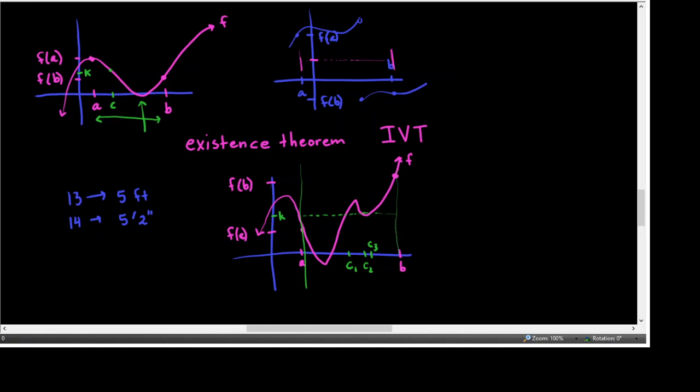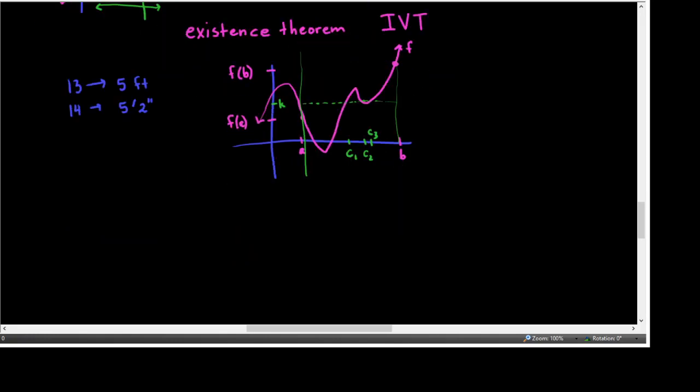So is it possible that you'll have multiple values of C between A and B for which that chosen value of K that's between F of A and F of B, that you'll have, like in this case, 3 places that make that happen? Yes, of course. The existence theorem only guarantees that you have at least one. That doesn't mean that you can't have more than one place where that happens. So that's an interesting result. But the existence of one, at least, is what the theorem gives us.